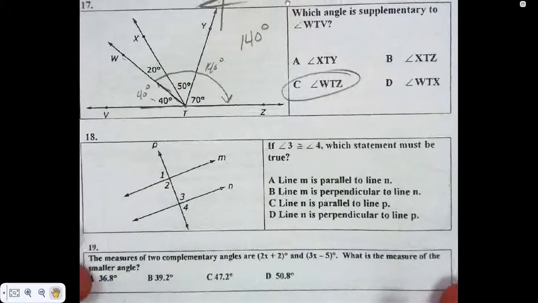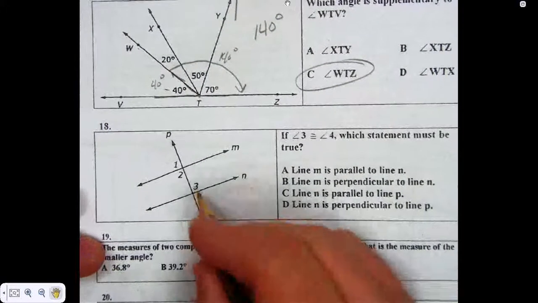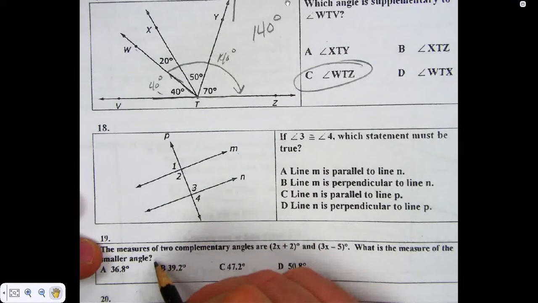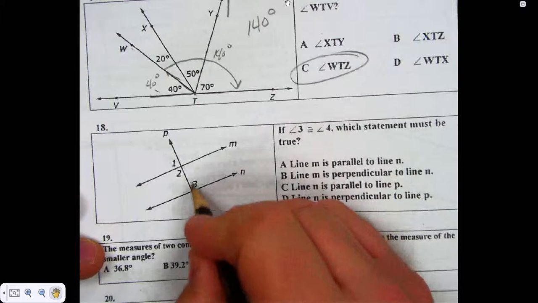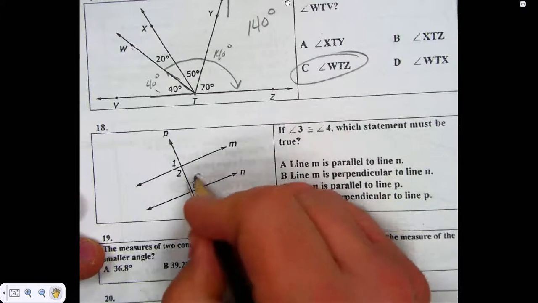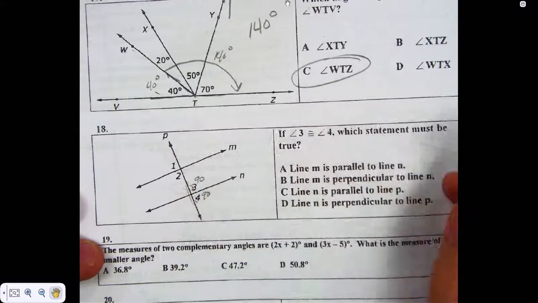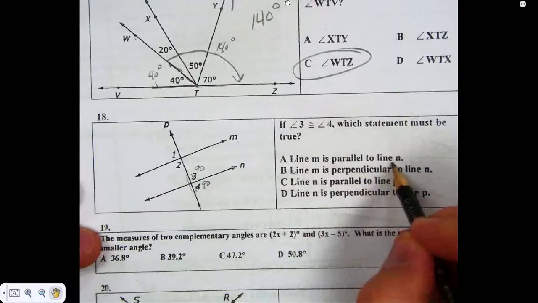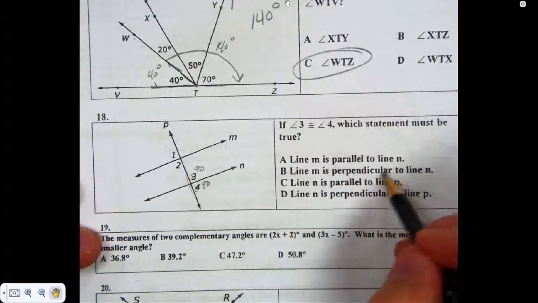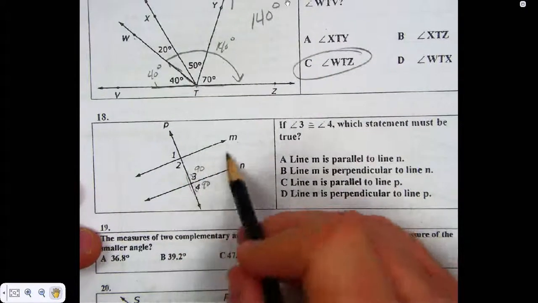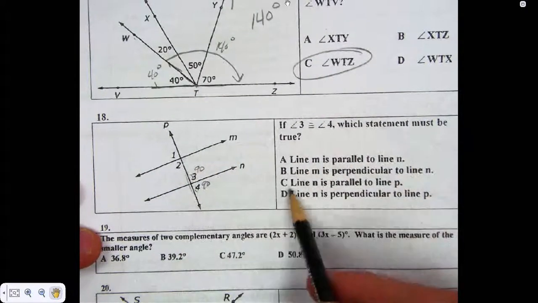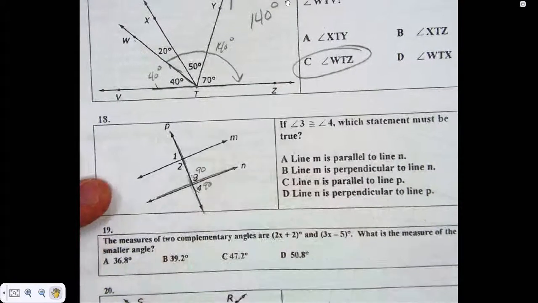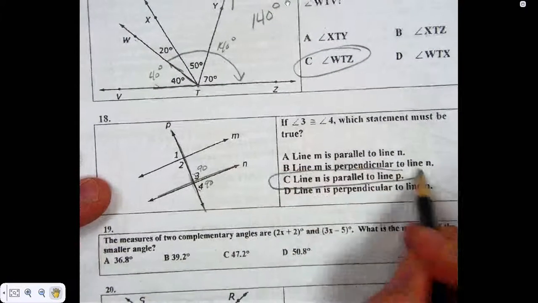Angle 3 and 4, what statement must be true? If angle 3 is congruent to angle 4, what must be true? Can anybody tell me? Line N is perpendicular to line. Well, if these two are congruent, they make 180, right? So it means these two are 90, right? So it probably has something to do with that. And if you read here, line M is parallel to N, has nothing to do with it. Line M is perpendicular to line N. They're not. Line N is perpendicular to line P. Yes. Just got to read and make sure.